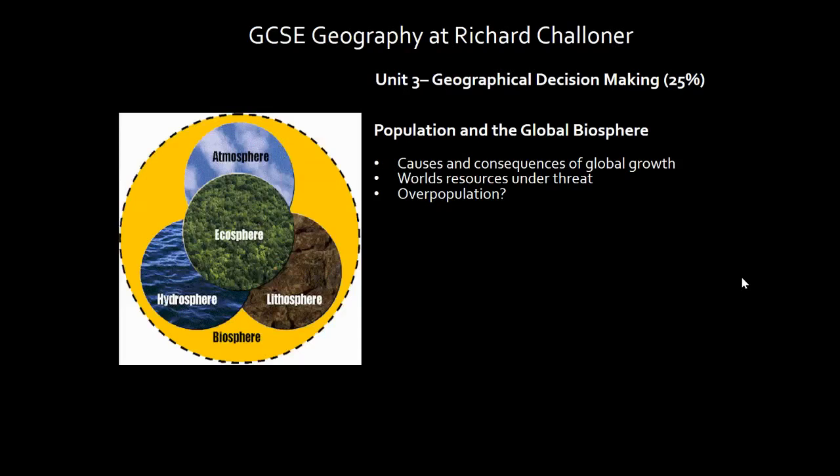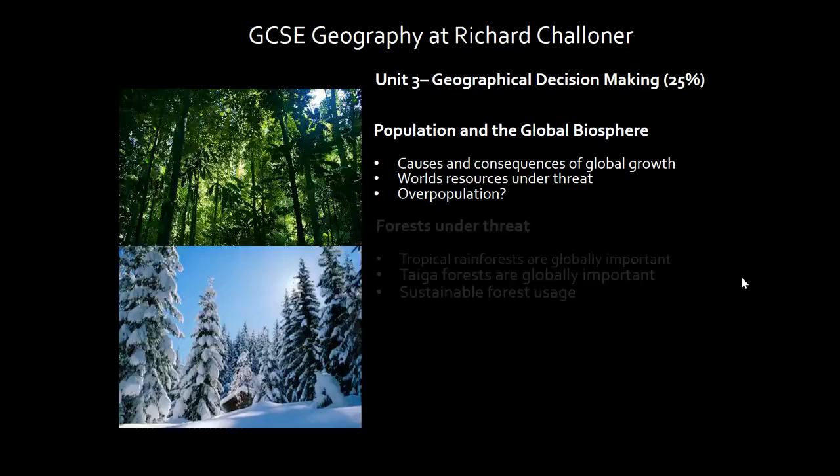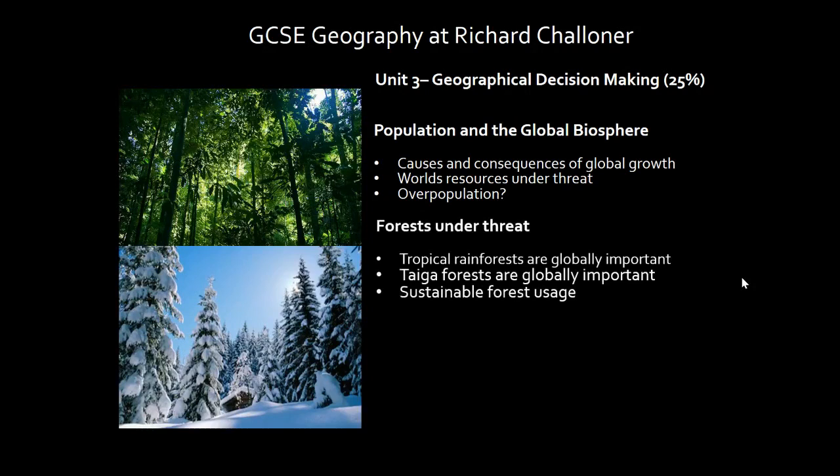The paper has 3 topics: population and the global biosphere, where we look at the impacts of global population growth. What does it have on resources? How are those resources under threat? What is the impact of overpopulation? We look at forests under threat, so we focus on 2 different forests.